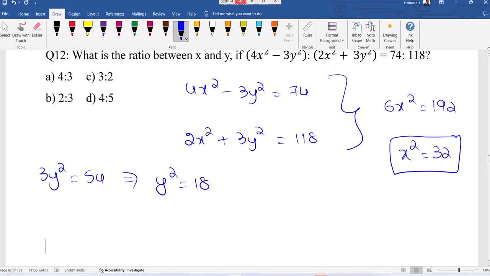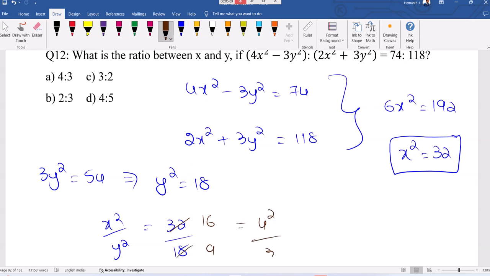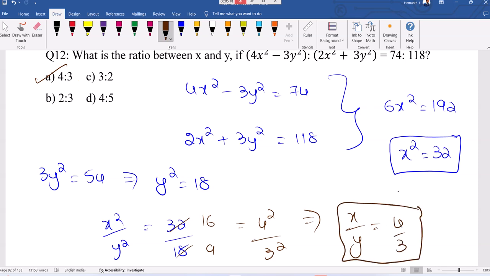So x square by y square is 32 by 18. So dividing by 2, this is 16 and 9, which is 4 square and 3 square. We can take x by y as 4 by 3. x square by y square, so x by y will be 4 upon 3. Ratio should be positive integers only, sir. This can be plus or minus 4, plus or minus 3. Ratio should be positive, take both positive or both negative. So, yeah, fine. You got it like this.